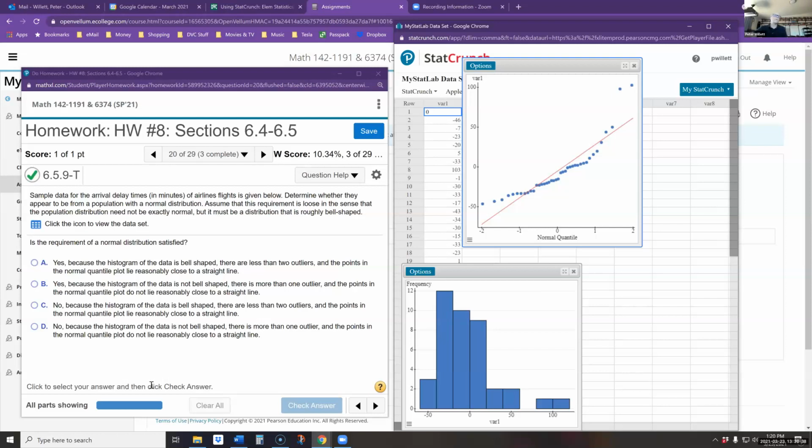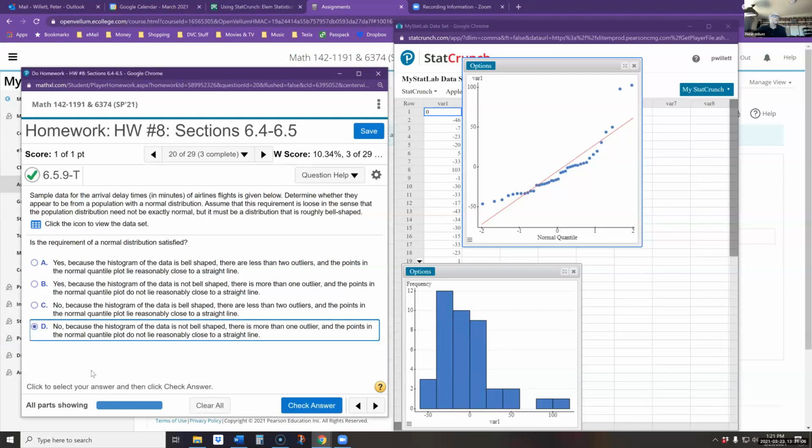All right, so we now need to pick the correct conclusion. It's definitely one of the no's. So if I look at the first one, it says no, because the histogram of data is bell-shaped, there are less than 2 outliers, and the points in the normal quantile plot lie reasonably close to a straight line. So on number C here, it says no, but then all the reasons for saying no are reasons why you would say yes. So I'm thinking it must be D.